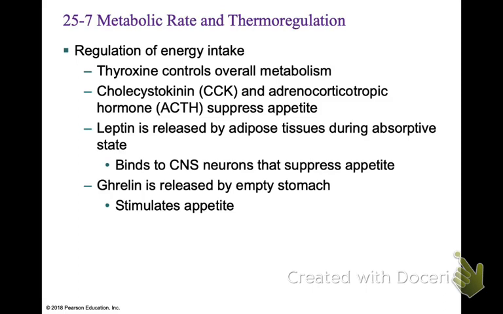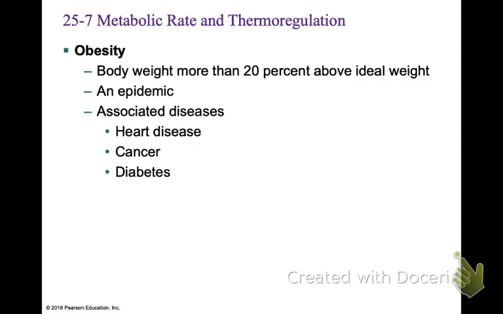And of those, I would say, if you can remember that leptin is going to reduce your appetite and ghrelin is going to increase it, and obviously leptin during the absorptive state and ghrelin during the post-absorptive state, and then thyroxine controls your overall metabolism. There are so many other hormones they found in addition to CCK that suppress appetite. We're not even going to get started on those.